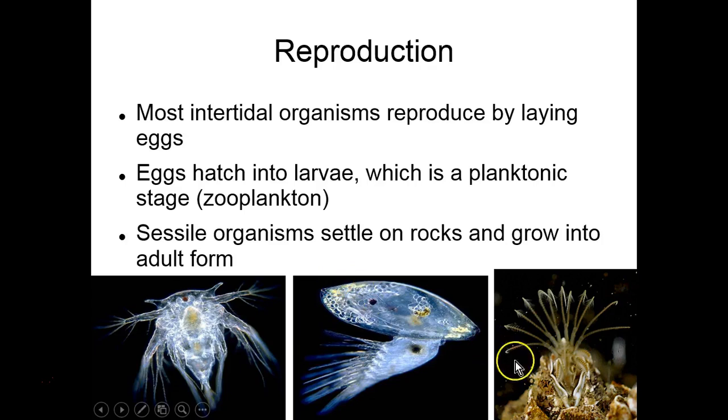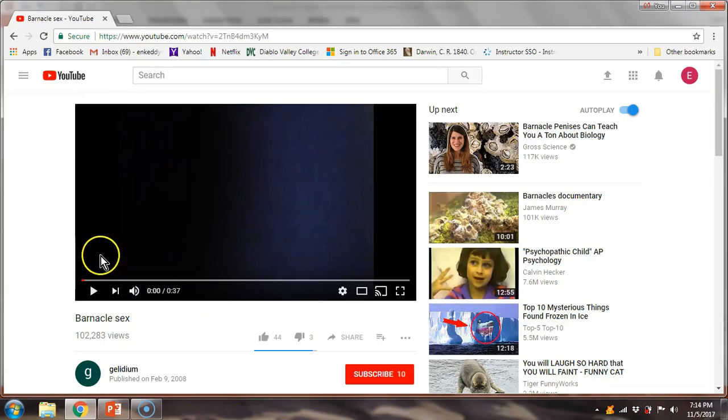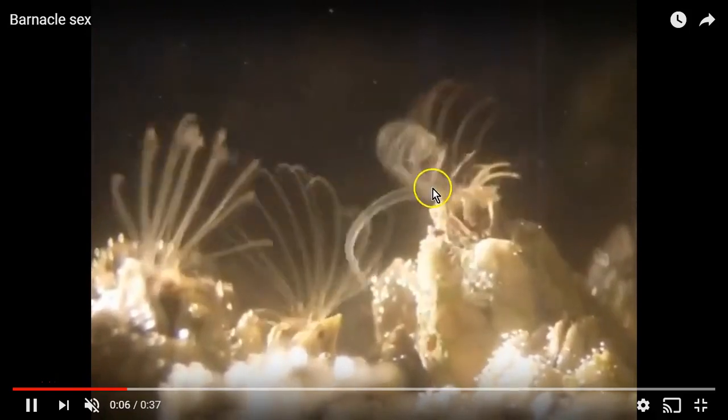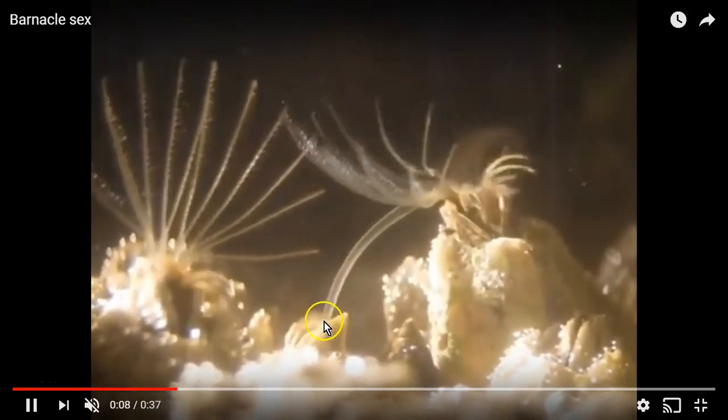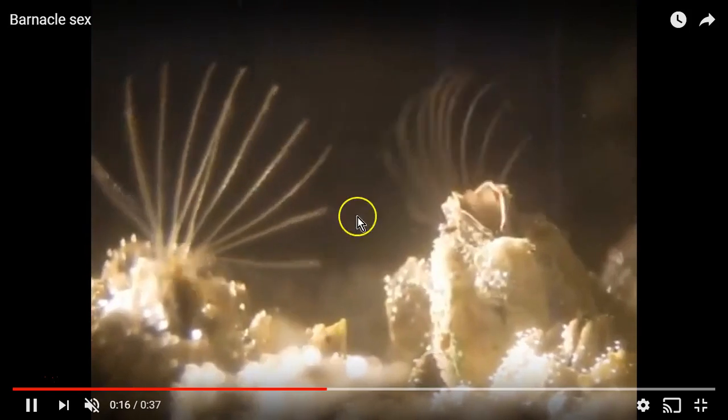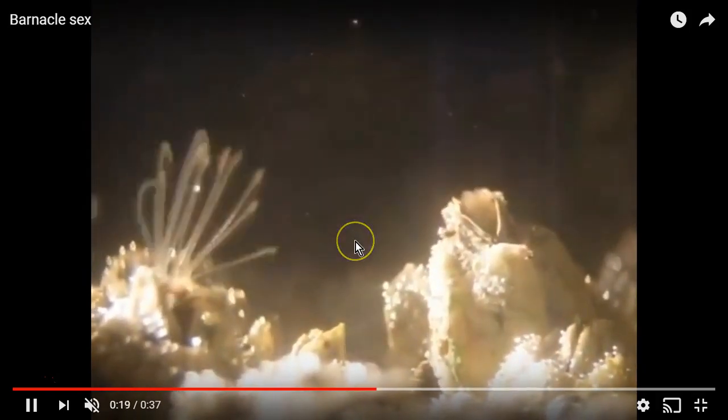And something interesting about barnacles is that they actually do reproduce sexually. Barnacles actually have extremely long penises for their size. And I think I had a video here so we can see what that looks like. So you can see these barnacles are filtering the water, and this barnacle's penis gets inserted into the other barnacle and can fertilize the eggs of the other barnacle. And then that other barnacle will release eggs, and those eggs will hatch into larvae.